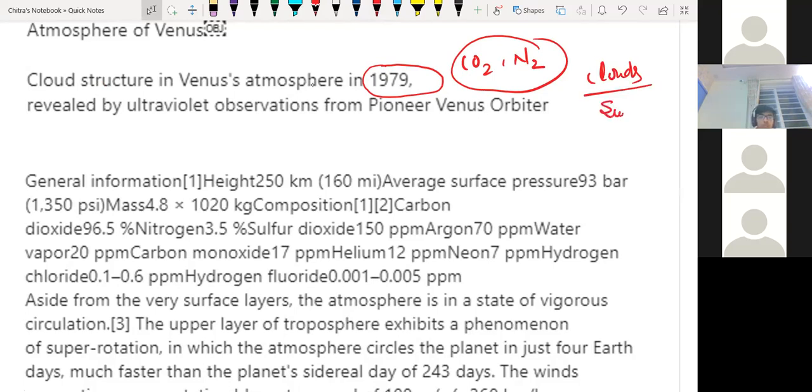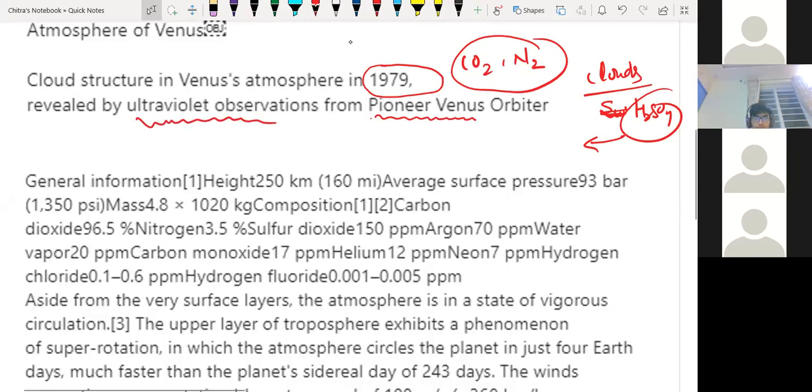Clouds of sulfuric acid, H2SO4, which makes the opaque cloud around Venus. It is revealed by the ultraviolet observation from the Pioneer Venus orbiter. Okay, see, we have one of the ultraviolet observation centers called Pioneer Venus on Venus. Or no, wait a second.